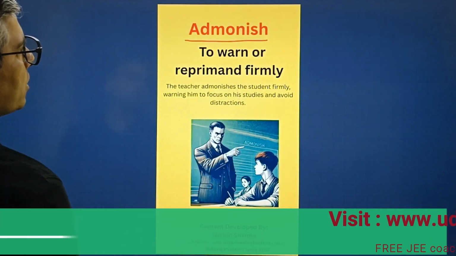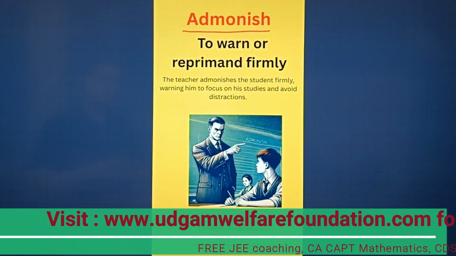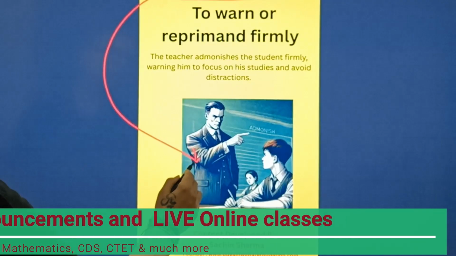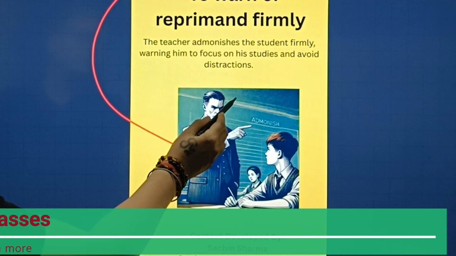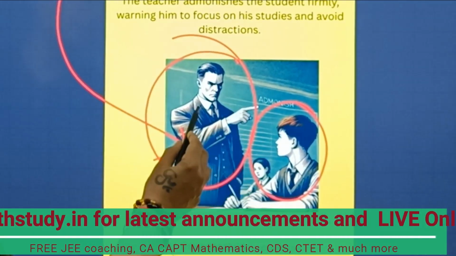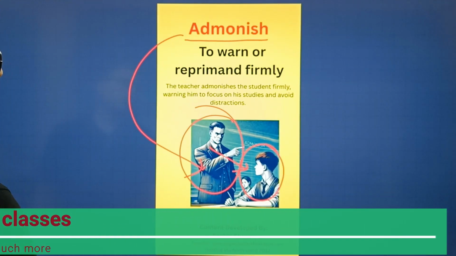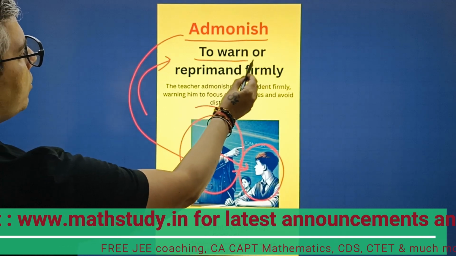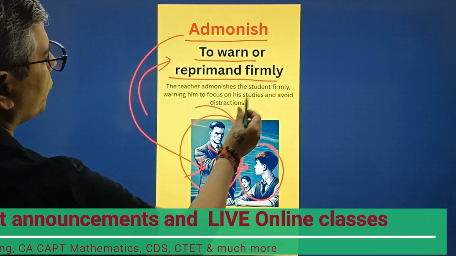Admonish. How can you learn this word easily? Just refer to this particular picture. Here a person is standing in front of a kid and warning him. So if we look at the meaning of this particular word, to warn or reprimand firmly.